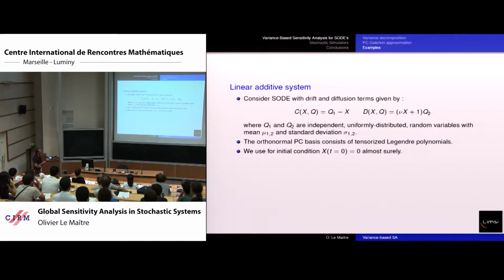Okay, so let's take a first example. A linear additive system, and I have two uncertain parameters. One is Q1, which appears in the drift term, so it's basically the location of the attracting point. And for the diffusion, I have another parameter Q2 that appears here, and if I make nu equal to 0, I have an additive noise problem, and if nu is different from 0, we have a multiplicative noise problem. Okay? So I will start with nu equal to 0, and I will also consider that Q1 and Q2 are independent.